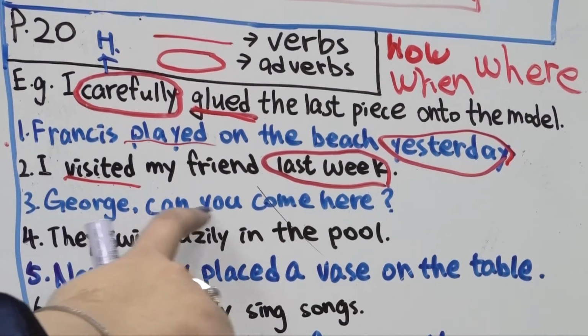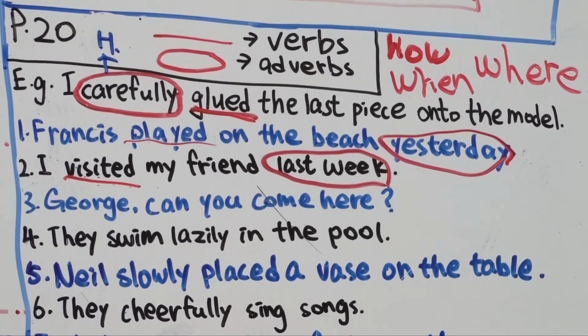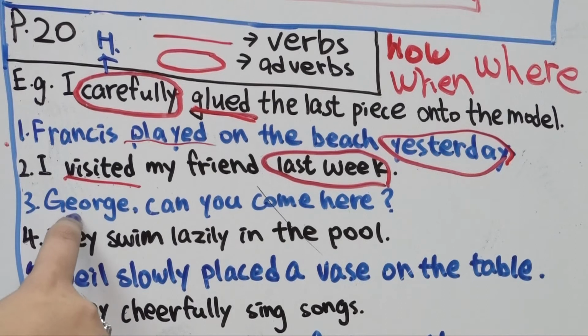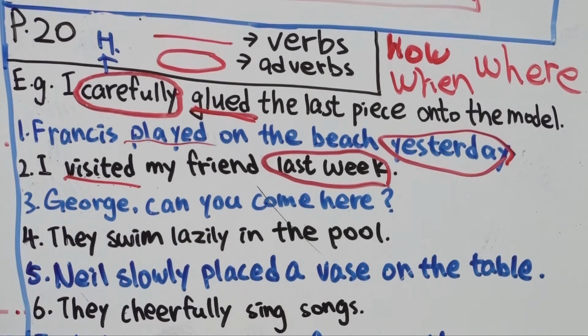George, can you come here? Let's find. So this is a question, right? Which one is the subject? George, right? George is the subject. You is also a subject. The person is asking George, right? George, can you? So George is in front of me. George, can you come here?